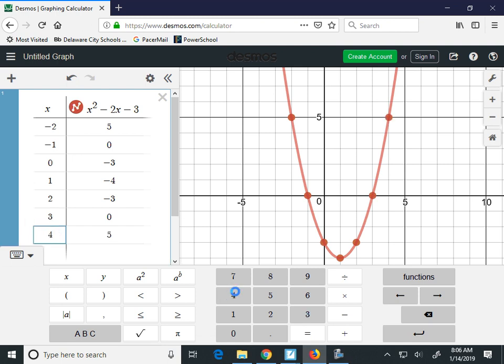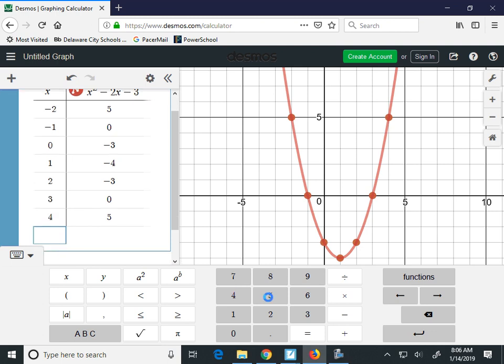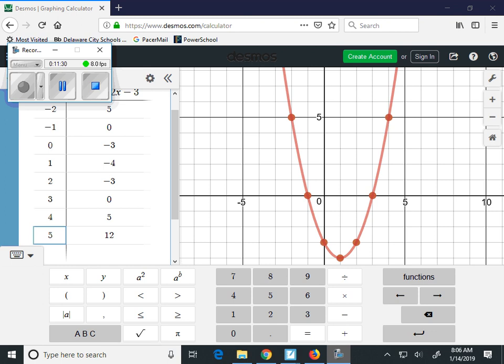You can fill in points on the table. Our goal is to plot as many points as possible. Let's see what 5 is. 12. Yeah, 5 won't fit. So you need to plot, I would say, from -2 to 4. So I want you to hit pause. Here's the table of the points, and you should get a parabola that looks just like this. Okay, so hit pause on the video.